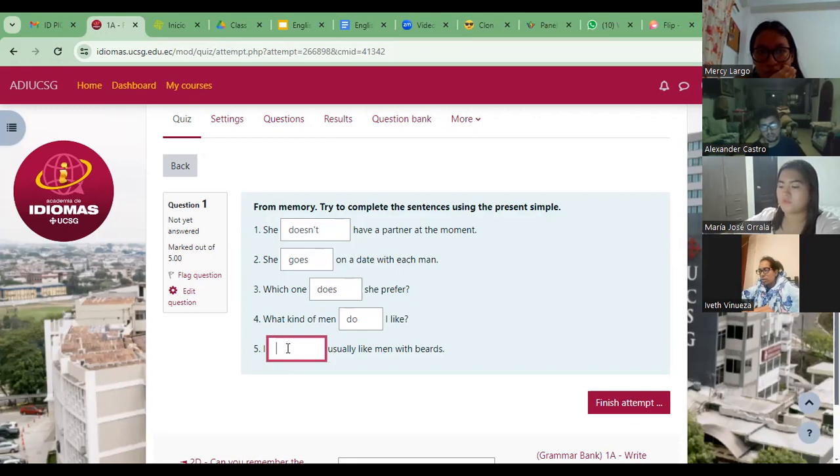Do. But we're talking about myself. If it's about myself, I don't. Okay, es primera persona. I don't usually like men with beard. Ella dijo que no le gustaban los hombres que tenían barbita, right?